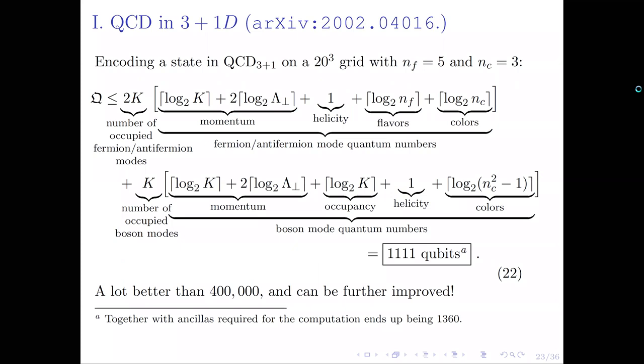Just to give you an example, if we again consider a 20 by 20 by 20 grid in the real space and pick QCD in 3 plus 1 dimensions as a theory, 5 flavors, 3 colors, full scale simulation, then we end up having of the order of 1,000 qubits, which is a lot better than hundreds of thousands of qubits. This is still a lot, but it is something that experimentalists hope to get probably within a decade or so. I also want to mention that in these methods, you need a few more so-called ancilla qubits for doing calculations in the compact encoding scheme. But this is not a big overhead over the number of qubits that you need to store the state.